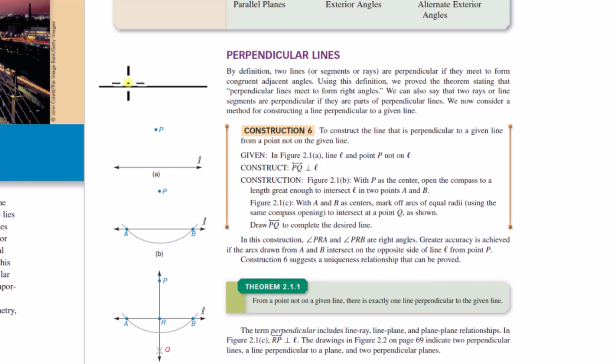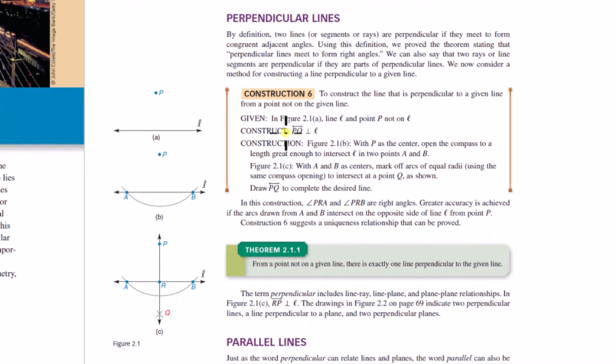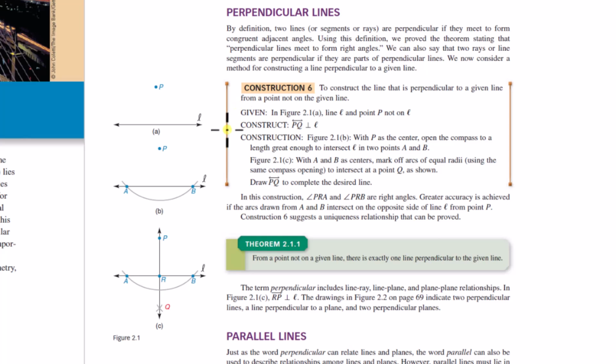So now we want to do another construction, another method to construct a line that's perpendicular to a given line, from a point not on the given line. So this is going to be different. Previously, we did the construction where we were dealing with a point that was on the given line, anywhere on the given line. Now we're looking to construct a perpendicular that goes through a point that's not on the given line. So we want to construct PQ where PQ is perpendicular to line L and Q is on line L.